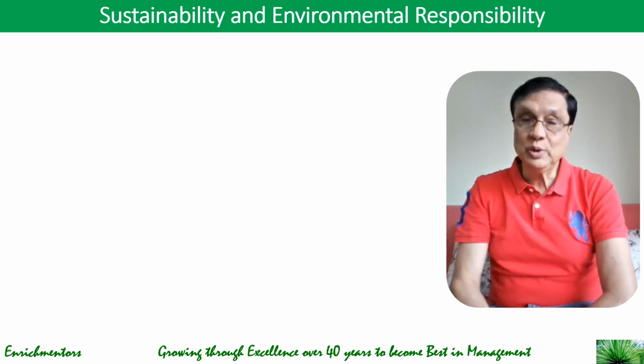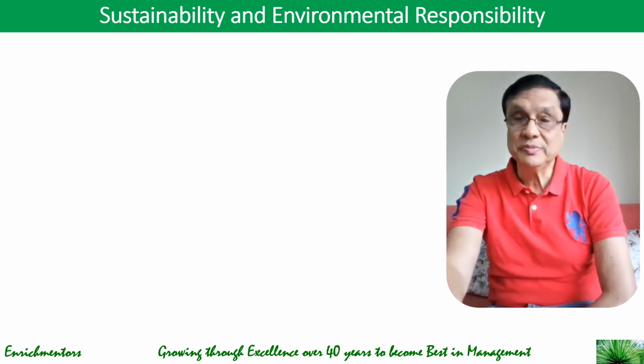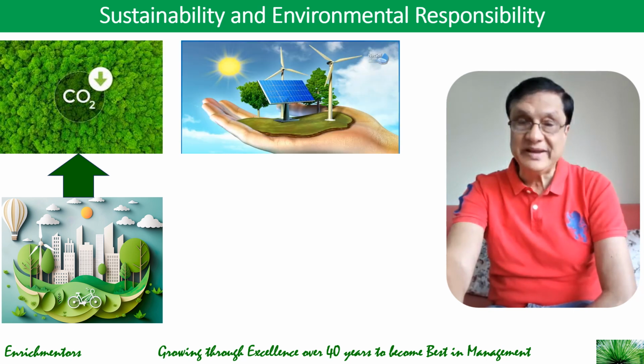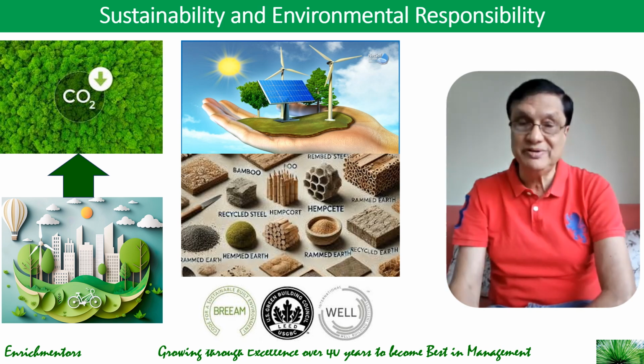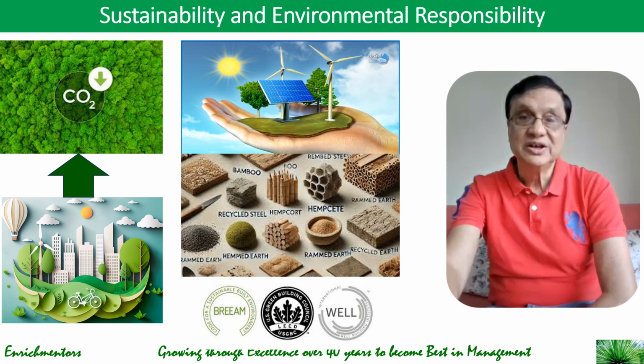So let us take a look at what are the key things that you can do to become sustainable and environmentally responsible. There are three things. The first we talked about was to minimize carbon footprint through green building practices. Second is to adopt renewable energy and sustainable material. And third is to pursue certifications like LEED, BREEAM, and WELL. These provide the building standards. So these are the few things that you can do.